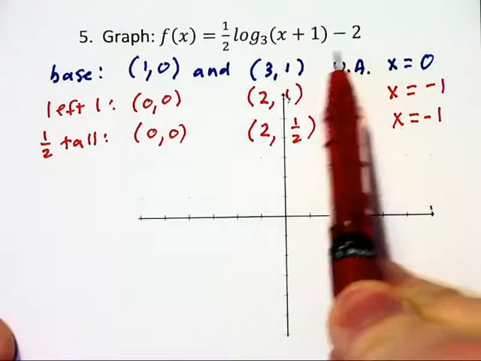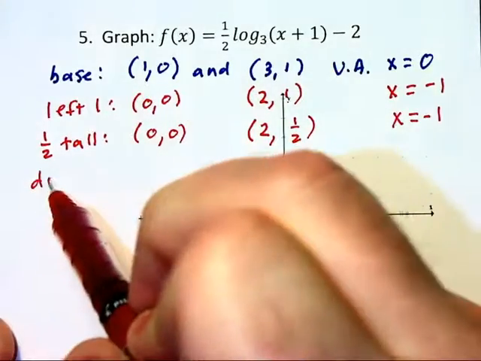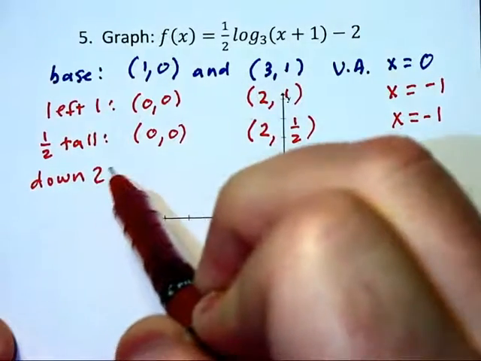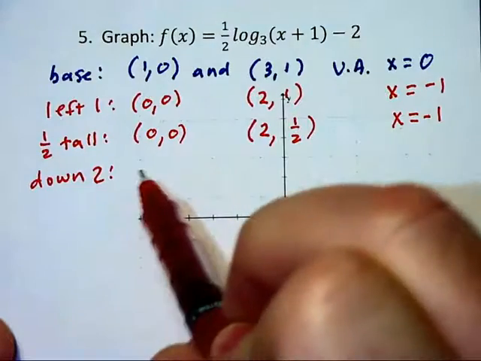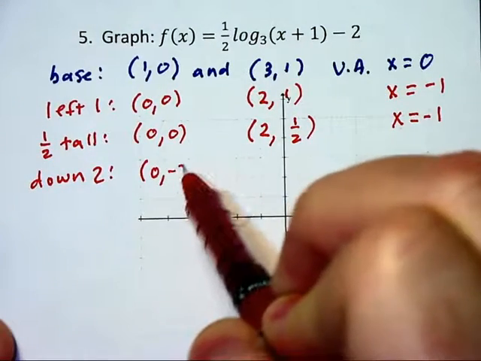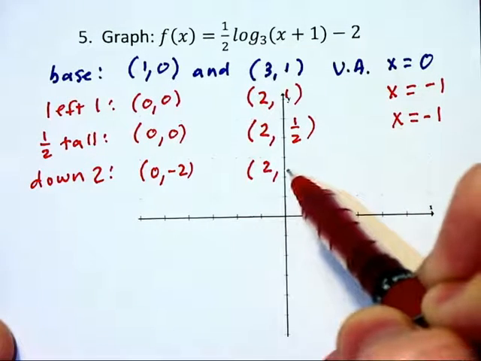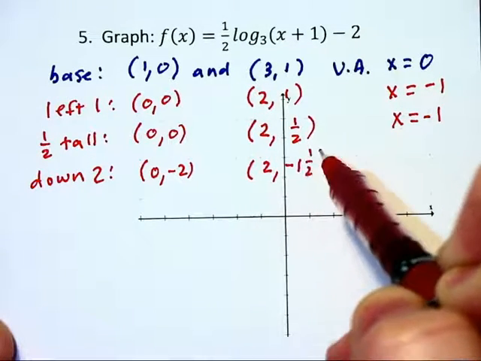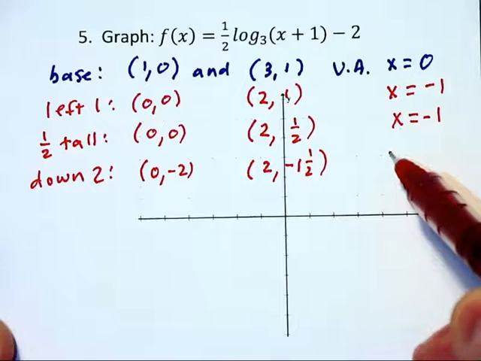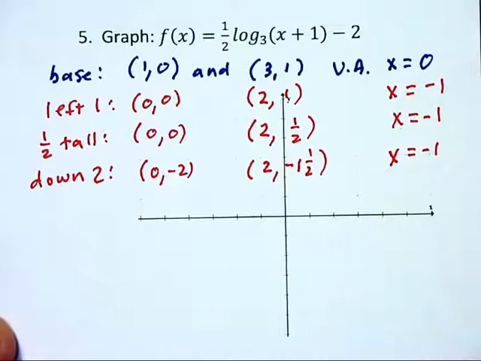Then we have minus 2 at the end, which is going to take our graph and move it down 2 units. So 0, 0 is going to shift down to 0, negative 2. 2, 1/2 is going to be at 2, negative 1.5, and the vertical asymptote is still going to stay x equals negative 1. Now let's go in and plot these things.